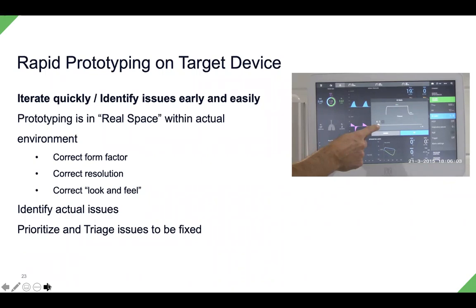The code in Qt is reusable. It's reusable across numerous OSs, numerous platforms. The real idea here is to allow you to identify these issues, be able to fix them quickly, iterate the next design out, and let them take a look at that. And so this iteration, as Bruce had said, can be in real time. So you're identifying the actual issues and prioritizing, triaging those issues to be fixed.